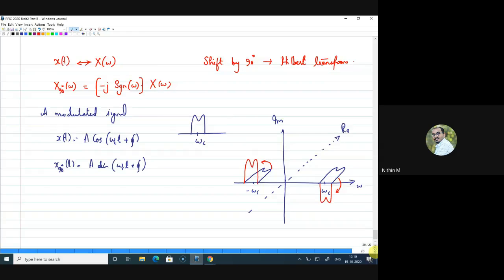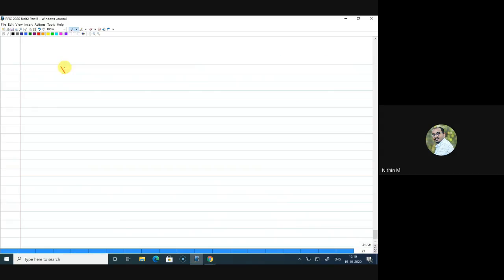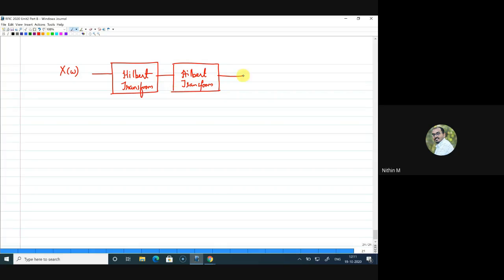Before that, let me ask you one question. Say you have a signal. Now if I am passing that through a block which will do Hilbert transform, but I am doing that 2 times, what will be the output? Can I get your responses in the chat box? What form of x of omega will I get at the output? Inversion. Very good. Negation of the signal. So I'll get minus of x of omega.